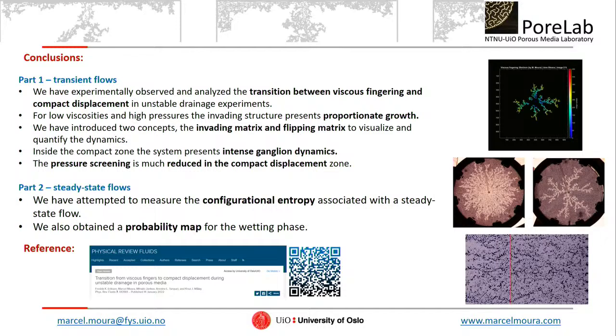There is very intense ganglion dynamics inside this compact zone, and the pressure screening is very much reduced. So basically, there are pressure gradients there. This is different from the viscous fingering state, where we don't have that. And for the steady state, we have measured this configurational entropy, and we are studying how it evolves with the conditions of the experiment. And we also obtained this probability map.